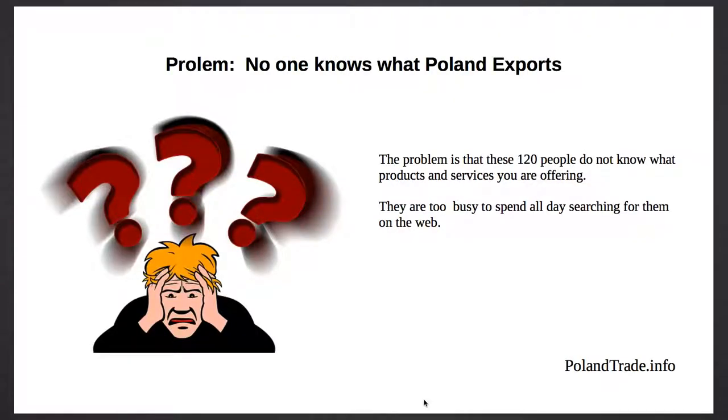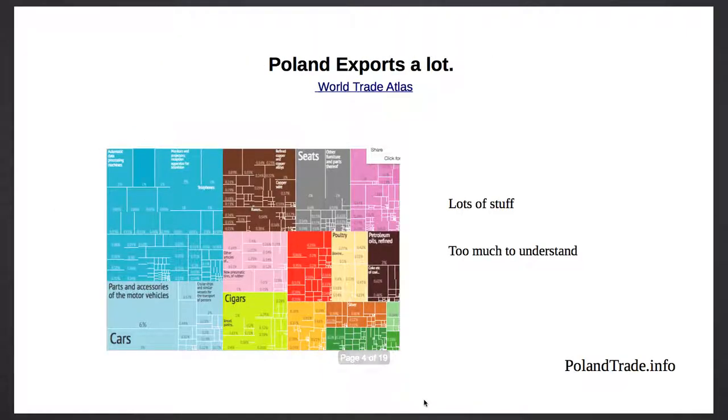The problem is that nobody knows what Poland exports. And Poland exports an awful lot. If you take a look at the World Trade Atlas, Poland has 187 billion in annual exports. Here you see it organized by industry sector and subsector, where the area for each block is proportional to the amount of sales for that sector or subsector.